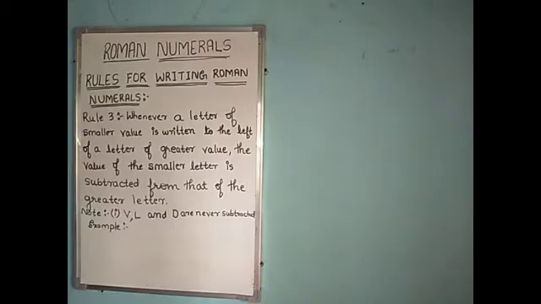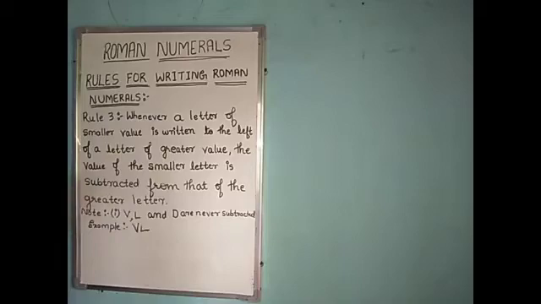For example, we take VL. How can we find out the numeric value of VL? Here L is a letter of greater value and V is a letter of a smaller value. Here the letter of smaller value is written to the left side of a letter of a greater value. So what is the third rule? Whenever a letter of smaller value is written to the left side of a letter of greater value, the value of the smaller letter is subtracted from that of the greater letter.